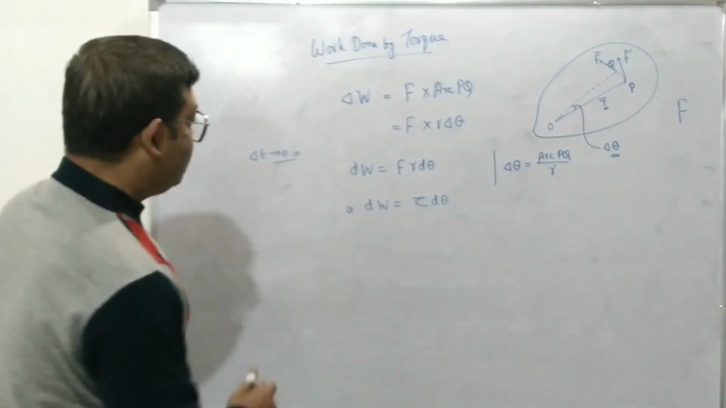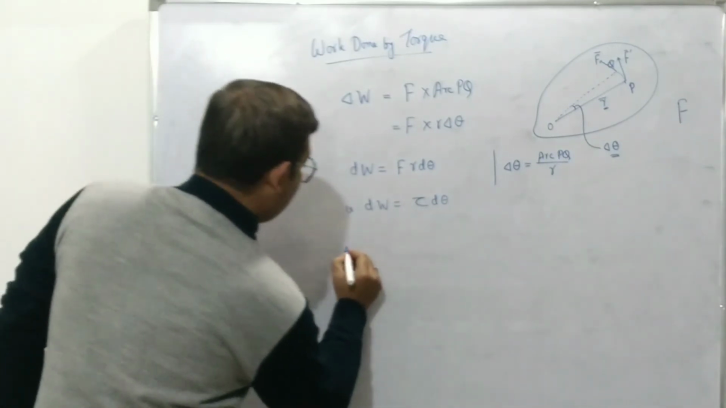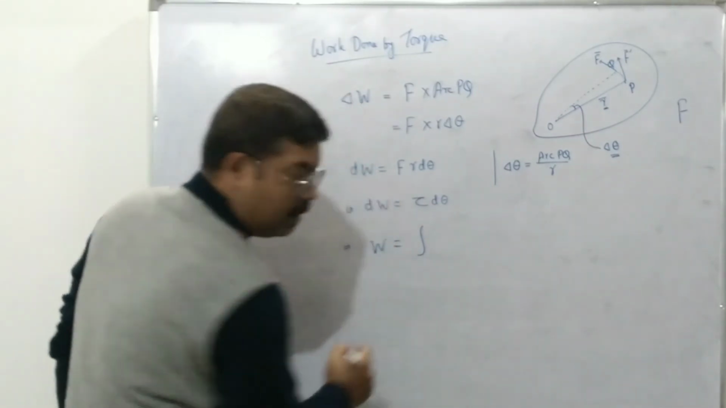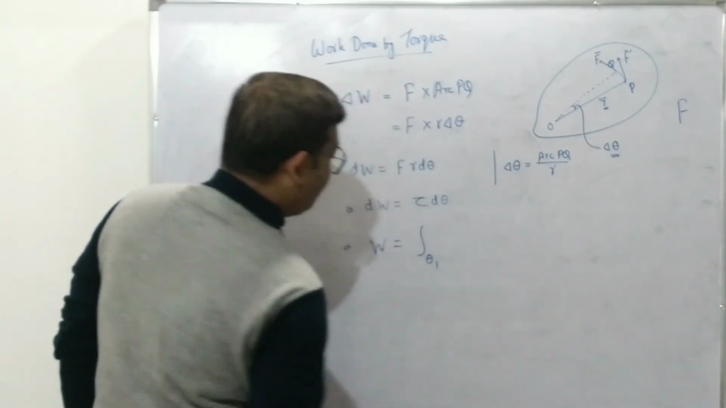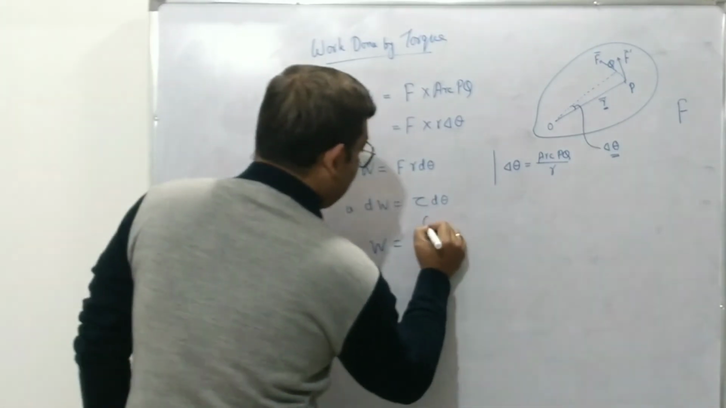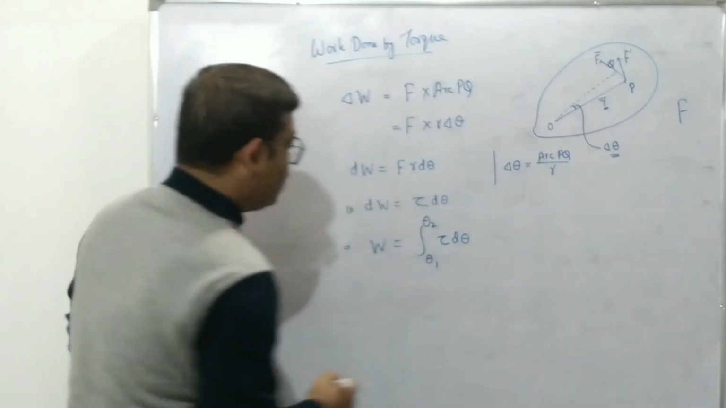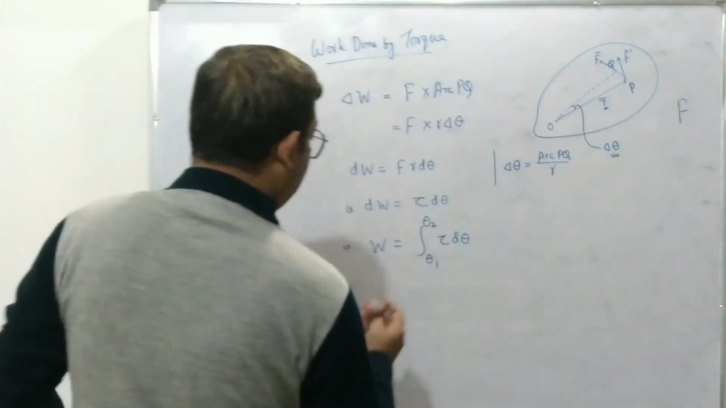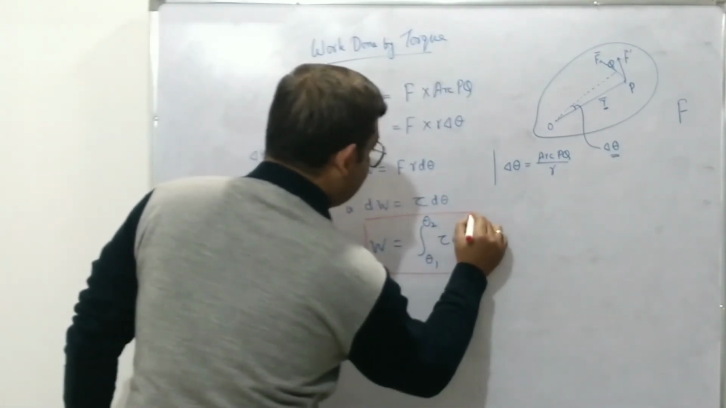Okay, so if it is so, then the net work done will be given by W equal to the integral of tau d theta. We integrate it from the initial position, say the object was at theta 1 when we started the measurement and it ended up at theta 2. Then this expression will give us the total work done in rotating the object from the initial angular position theta 1 to the final angular position theta 2.